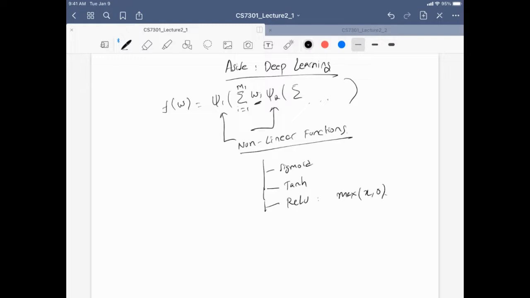So this is one caveat I wanted to mention, that it's possible to come up with convex compositions here for deep learning.